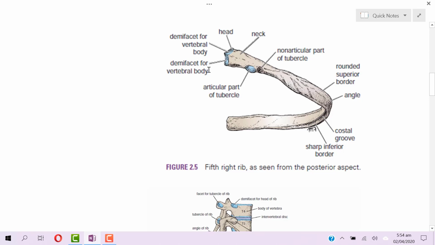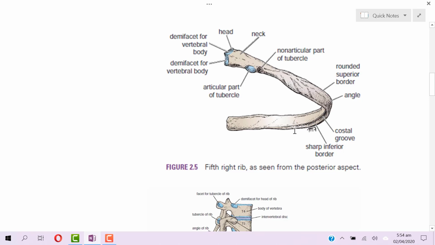So what we have learned, again I will repeat, this is anterior end, this is posterior end having the head, neck and the tubercle. This is shaft. Shaft is having two surfaces, outer surface, inner surface. Shaft will have two borders, superior border and inferior border, and the shaft will have on the inner surface, see here, there is a costal groove. And what is important? The location of the costal groove.